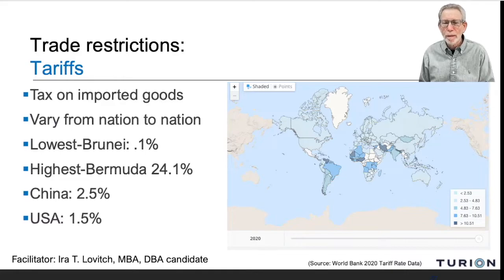Just go to World Bank, wb.org, or do a web search on the World Bank. And they're the ones that have been compiling and producing most of this data that is used. And so the lowest, Brunei at 0.1%. The highest reported by the World Bank is Bermuda at slightly over 24%. For a point of comparison, China's average tariffs are 2.5%, and the USA's average is 1.5%.